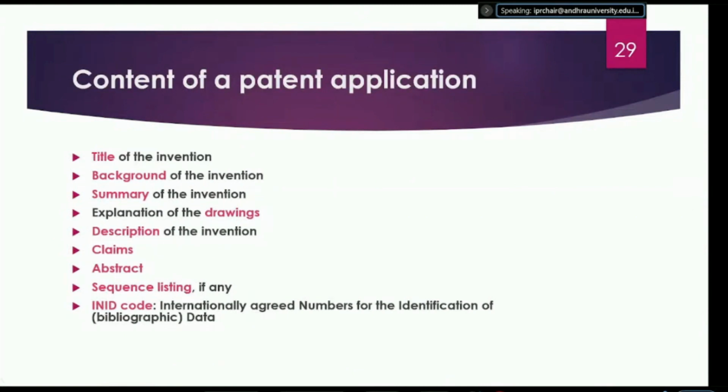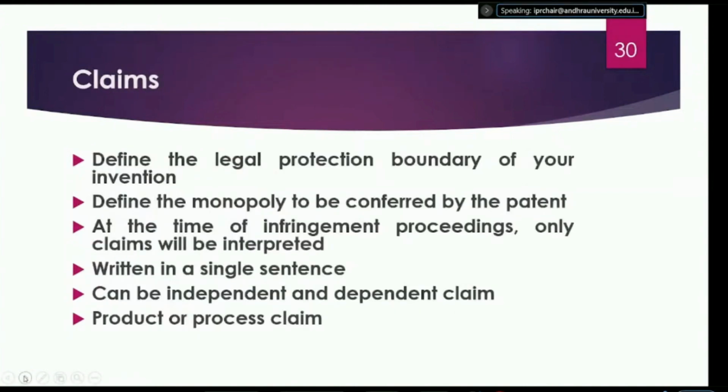Okay, first of all, there will be a title, then there will be background. Background is basically the prior art that is already there in the public domain. Then the summary of your invention, then explanation of your drawing if you have any drawing. Then description is very important in case of a patent application. Then you will have the abstract. If you are filing some sequences like DNA sequences or protein sequences, then you will have a sequence listing also, and there will be INID codes on the left of your patent application. Let me see. Okay, here I am defining what the claims are.